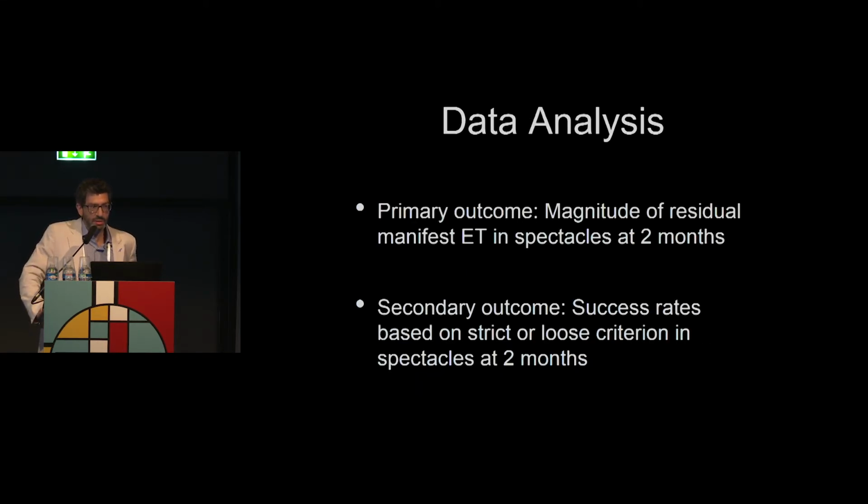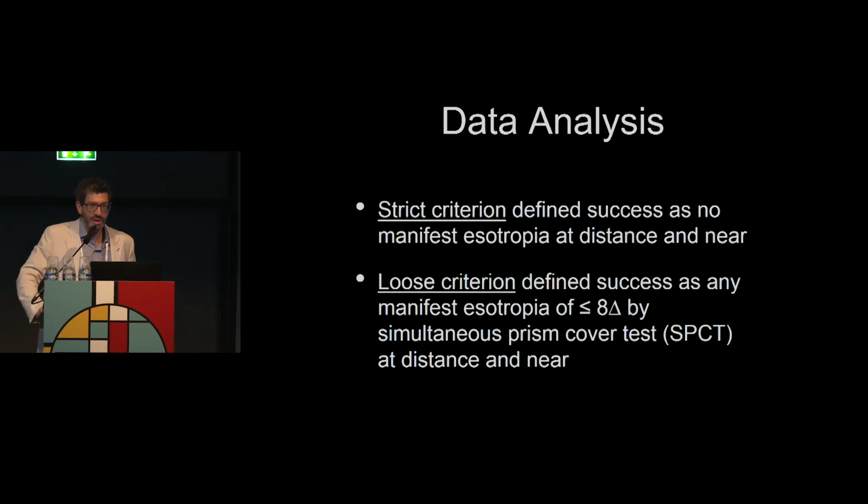How do we analyze our data? Well, the primary outcome that we were looking for was the magnitude of the residual esotropia at 2 months while wearing their spectacles. And we had a secondary outcome, which is the same measurement, but having a looser criteria of what success would mean. What do I mean by that? Well, the strict criteria, we had in our 3 sites, we had some of the doctors saying, well, we don't consider this a success of esotropia treatment unless they have basically no esotropia left over. And many of us who had been in practice a little longer say, well, I consider it a success if I don't have to operate, or that they have monofixation range, and monofixation range is going to be determined by 8 prism diopters or less.